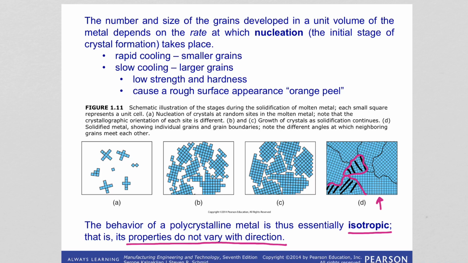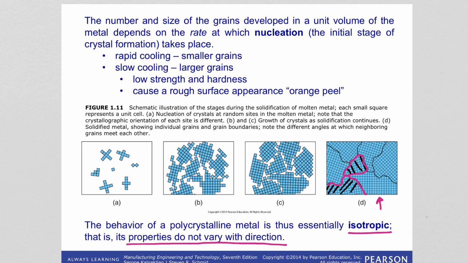And we said that if we have a large grain size, that usually means low strength and low hardness. We can also observe a rough surface appearance like orange peel during manufacturing. You can actually observe it with your naked eye.